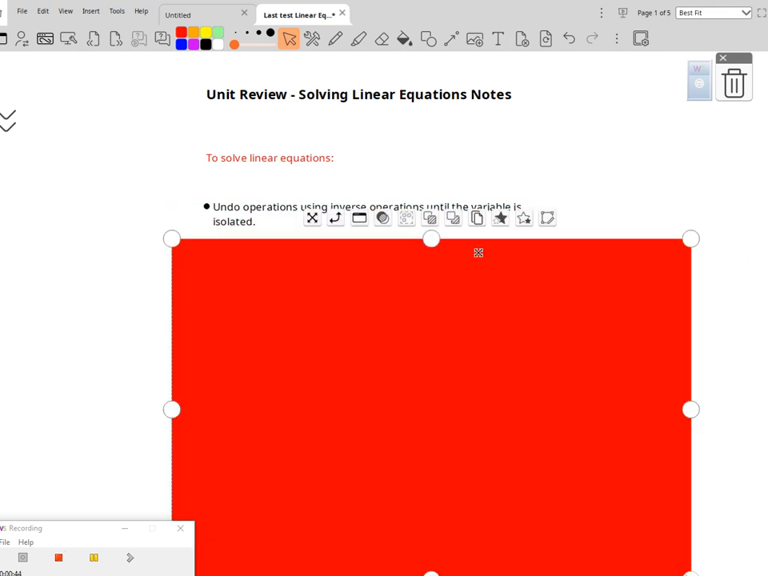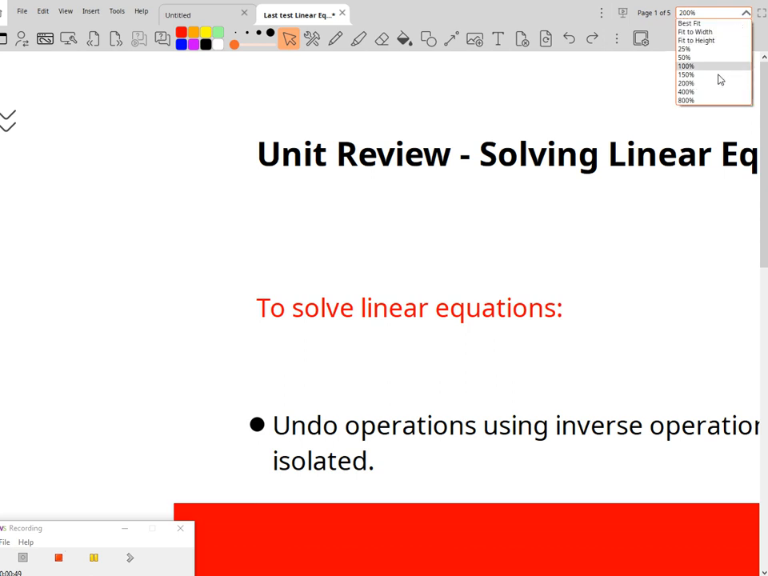So to solve linear equations, we need to make that bigger. That is too big.